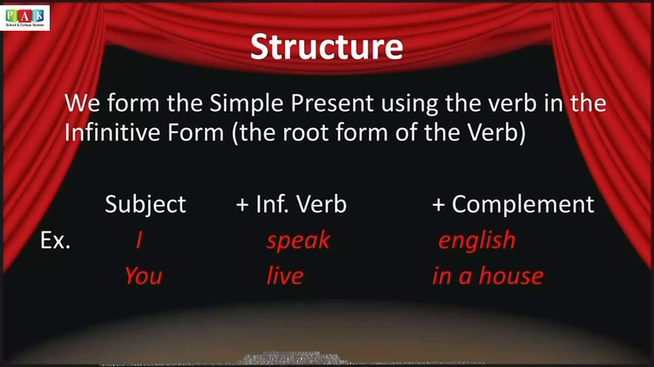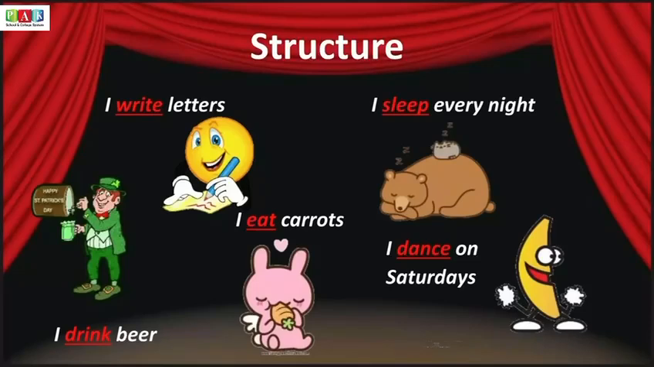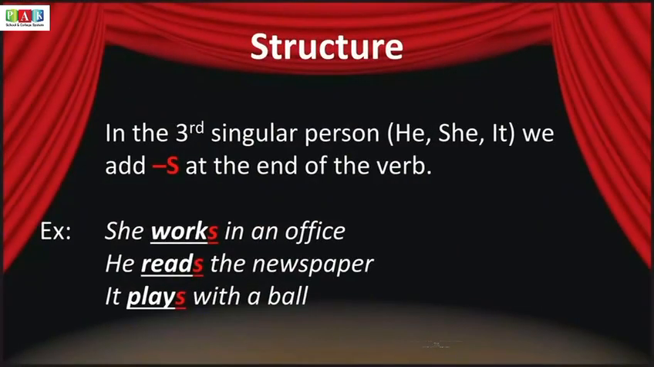Subject means the doer of an action, and in Urdu it is called fail. Object means the receiver of an action, and in Urdu it is called moffle. There are some rules for it. We use the first form of the verb with I, we, they, you, and plural names, but we add s or es with third person singular pronouns like he, she, it, and singular names.